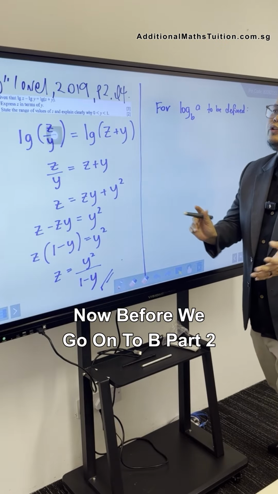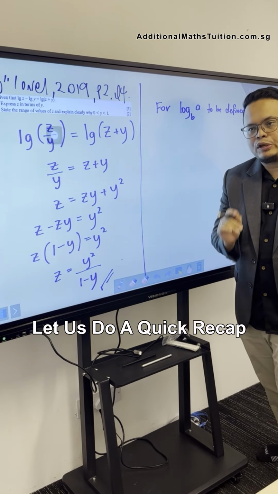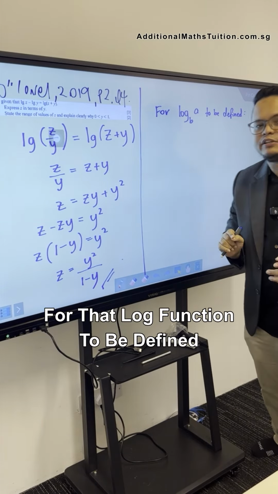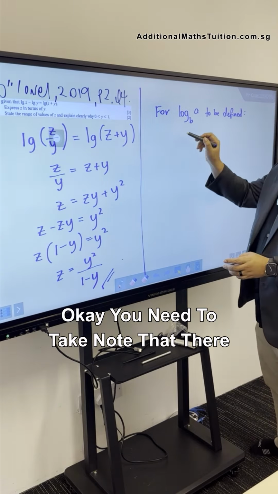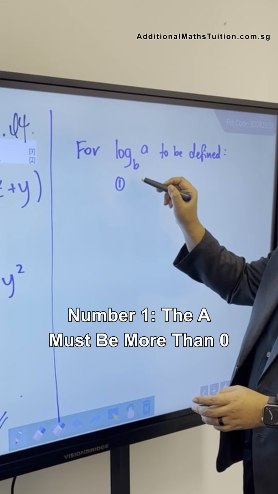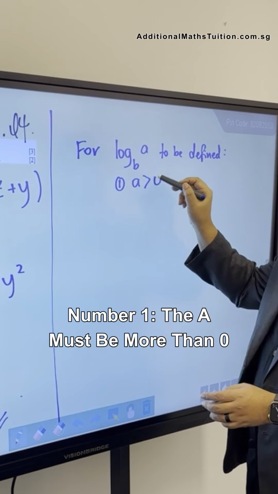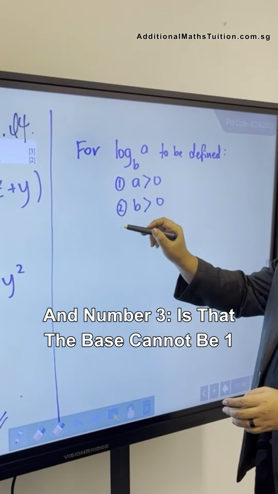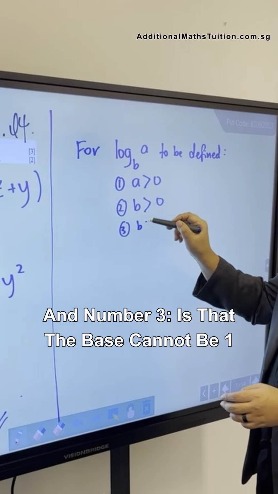Now, before we go on to B part 2, let's do a quick recap. Whenever you have a log function, for that log function to be defined, you need to take note that there are actually three conditions. Number one, the a must be more than 0. Number two, the base has to be more than 0. And number three is that the base cannot be 1.